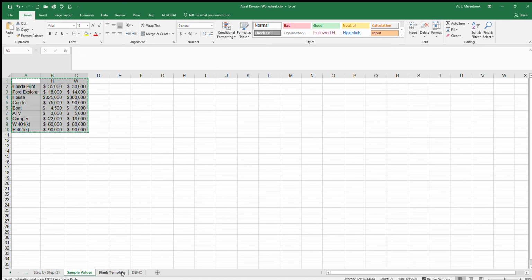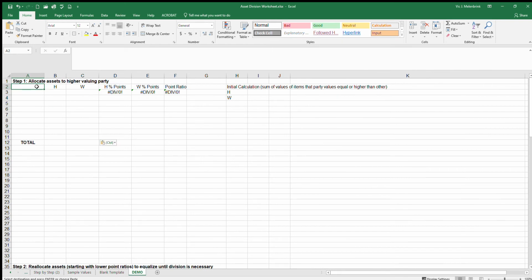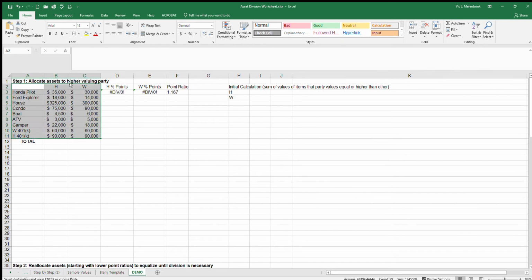Grab those again and put them in there. Alright, so we've got Honda Pilot, Ford Explorer, a house, a condo, boat, ATV, camper, a wife 401k, and a husband 401k. The important thing is that prior to starting this whole process, each of the parties would have gotten a list of the assets that need to be divided. And each of the parties, and here's the important part, without consulting with each other, has to come up with their valuations for each of those assets.